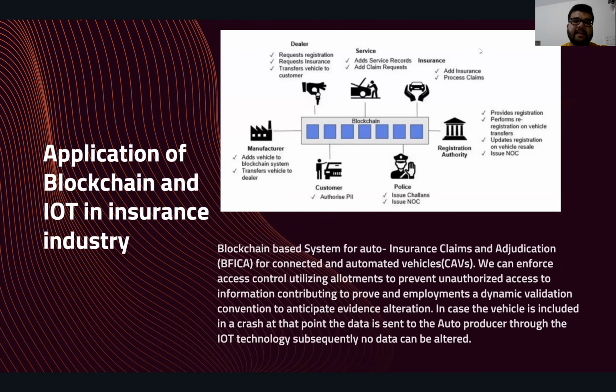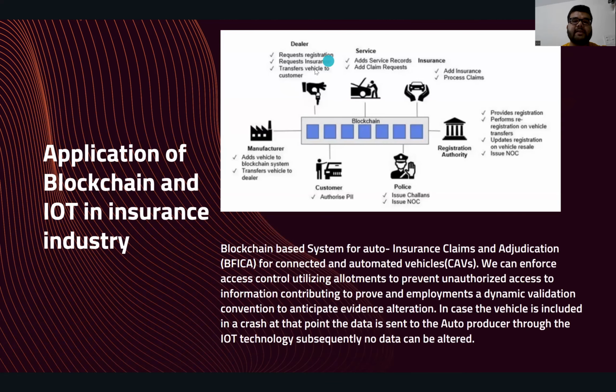So, as you can see in this diagram, this is the dealer. It requires registration and insurance, and transfers the vehicle to the customer. Here we can see the service, and this is the insurance, and this is the registration authorities. These are the points mentioned. This is the police, customer, and manufacturer, and this is the blockchain.